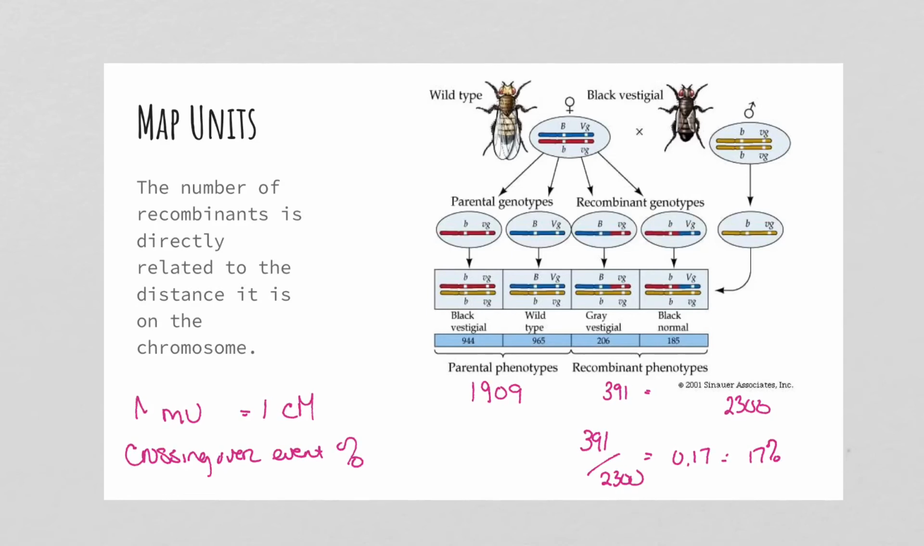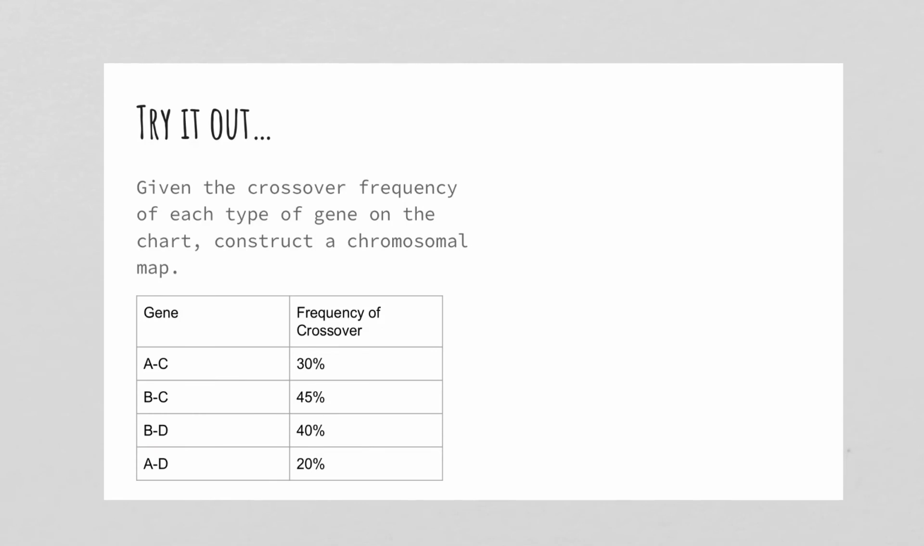Okay? So here we have a problem. It gives a crossover frequency of each type of gene on a chart, and they want you to find a chromosomal map for these particular genes. So again, we're dealing with 4 genes, A, B, C, and D, and using the frequency of crossover, we try to figure out the relative distance they are on the map of the chromosome. So let's say this is my chromosome. How far apart would they be from each other?